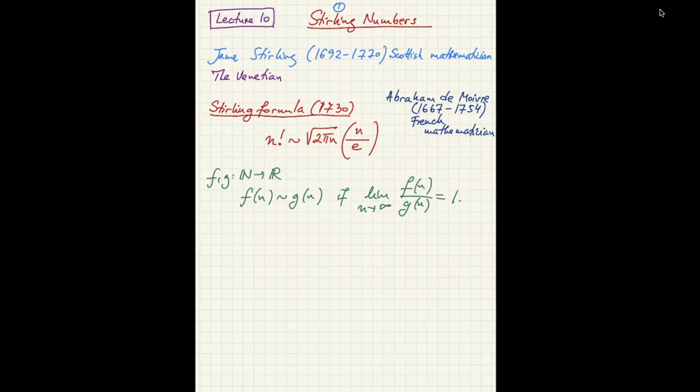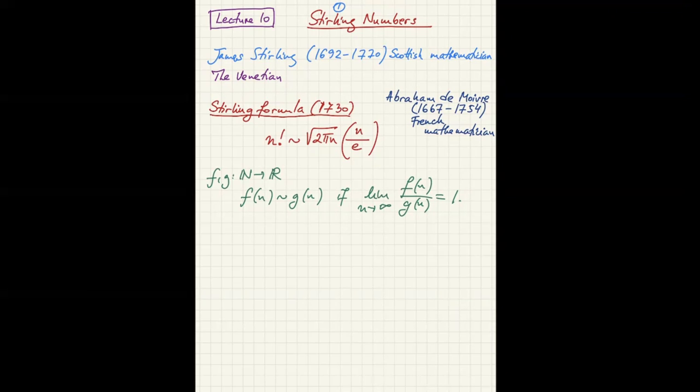Before we start talking about Stirling numbers, let's say a few words about James Stirling, who was a Scottish mathematician, nicknamed the Venetian. If you want to find out more about his life, you can look it up on Wikipedia or the MacTutor archive of mathematicians. Stirling had quite an interesting life, and you can read about the reason why he was nicknamed the Venetian.